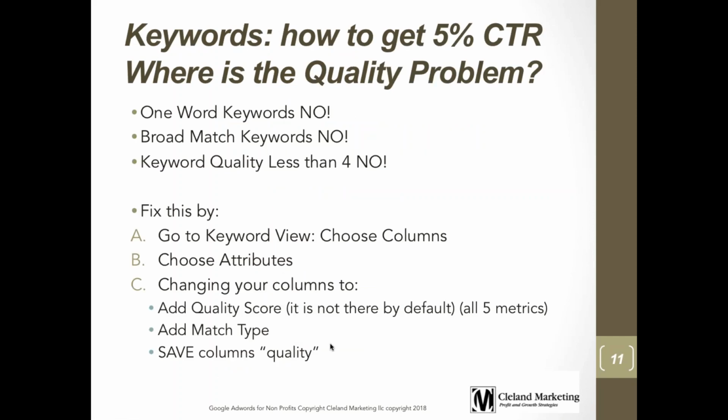So now that we've geo-targeted and met that, how do we get to the 5% click-through rate? Where's the quality problem on keywords? So the first thing you want to do is go into your campaign and make sure you've gotten rid of all of your one-word keywords. You've modified them all. You've gotten rid of all of your broad match keywords, and you've gotten rid of all of your keywords with a quality score of less than 4. So let's go do that live.